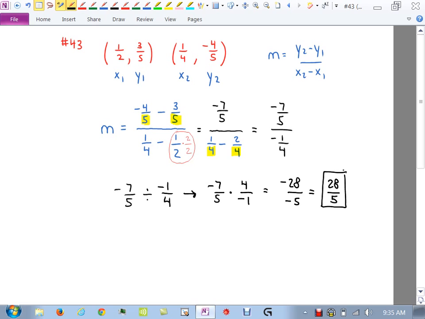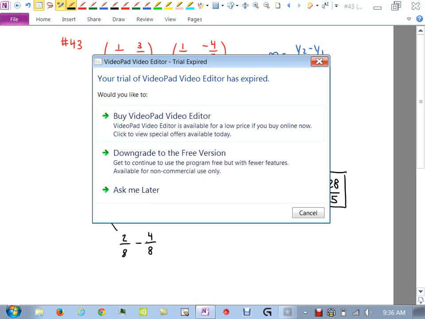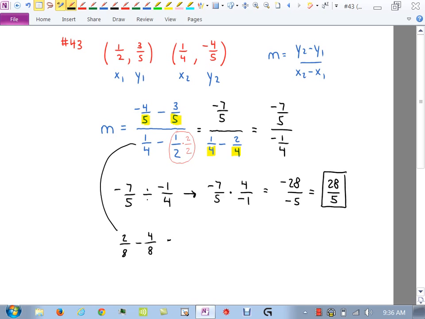Anything else? Pardon me? Oh, it would still work. Did you have, instead of that, 2/8 minus 4/8? Then that should have turned out to be negative 2/8. Did you leave it like that, or did you reduce it to negative 1/4? Where, right here? Negative 2/8. You just left it like that?